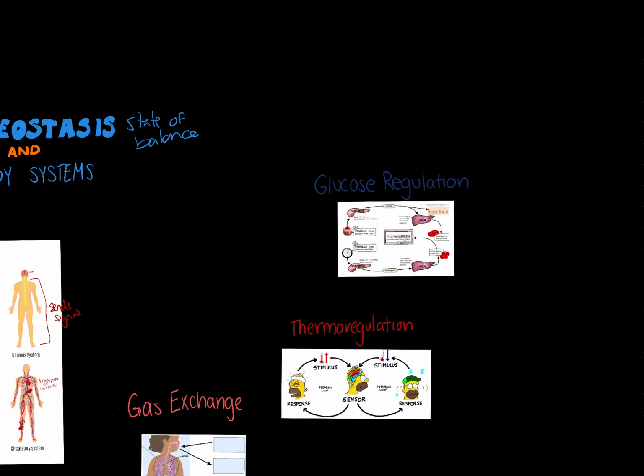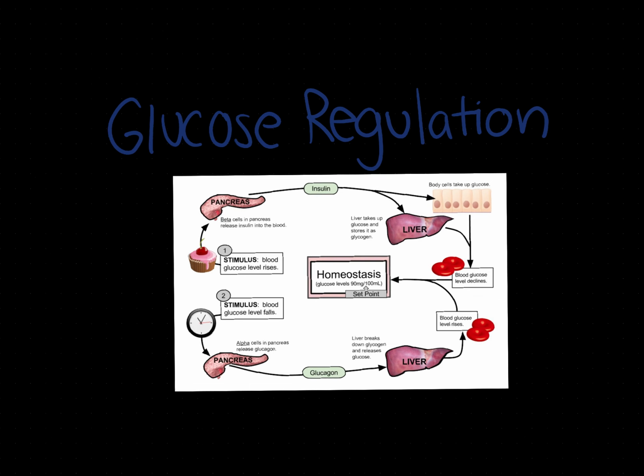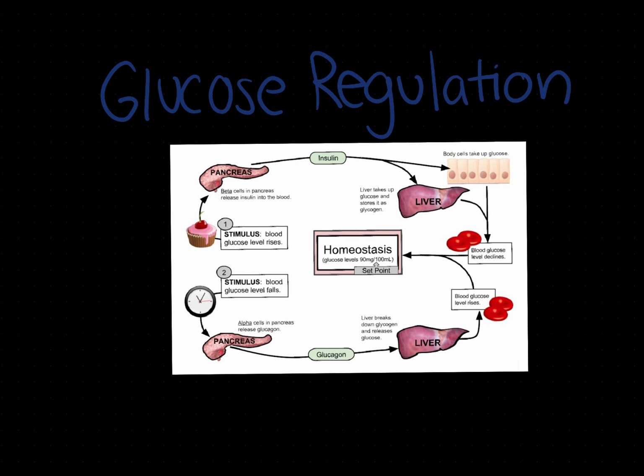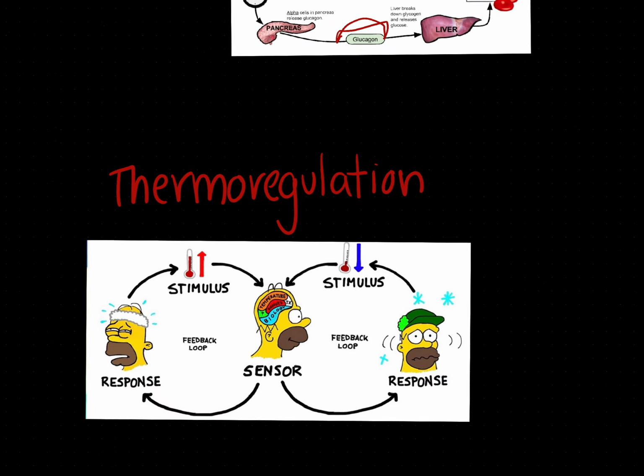Homeostasis, we know, is a state of balance, and some of those things that we need to balance are our glucose level, right? Our glucose level needs to stay at this set point, 90 milligrams in our blood. So we know that if our blood glucose gets too high, our bodies release insulin. If it gets too low, our bodies release glucagon. That's what we've been talking about. So that's one way we need to maintain homeostasis.